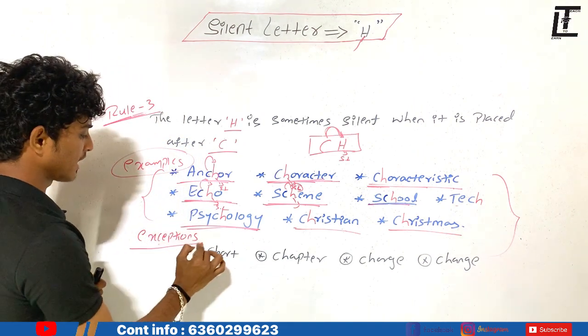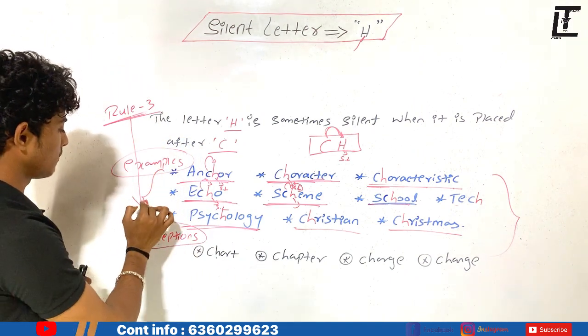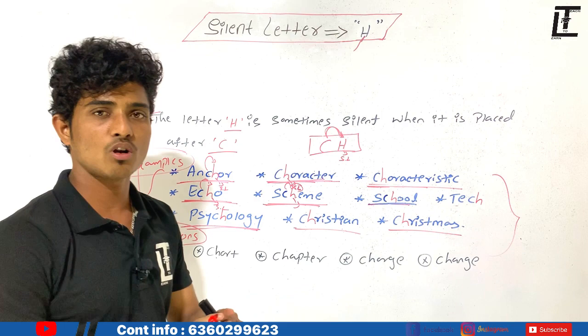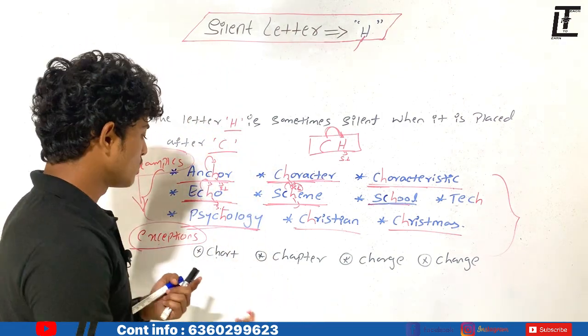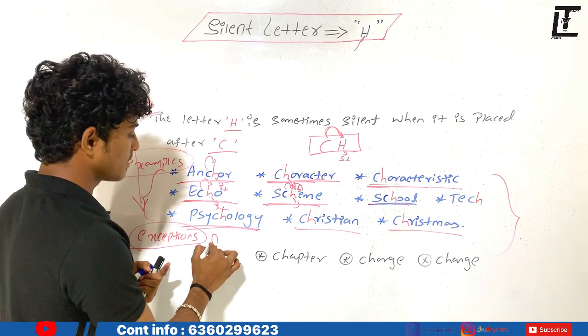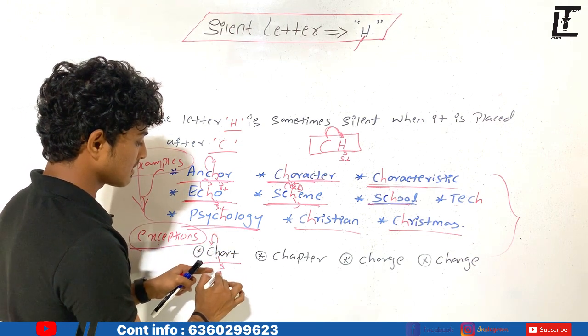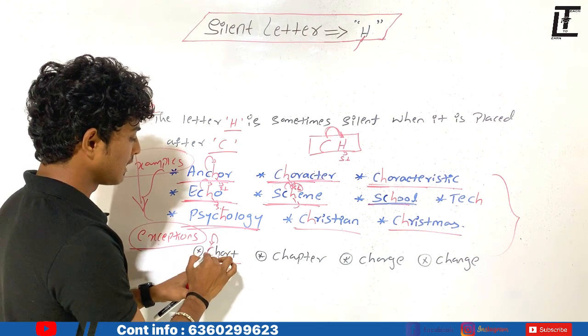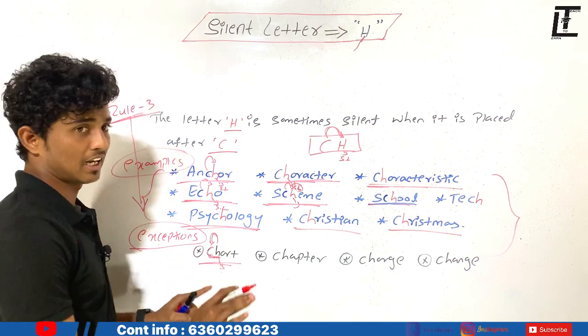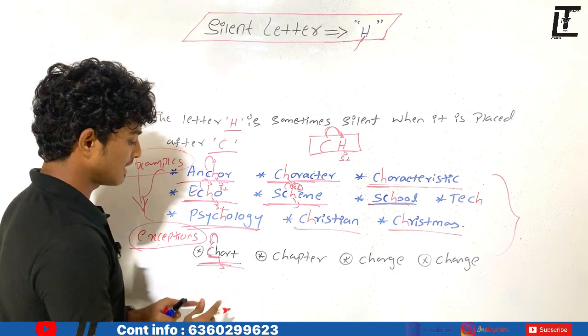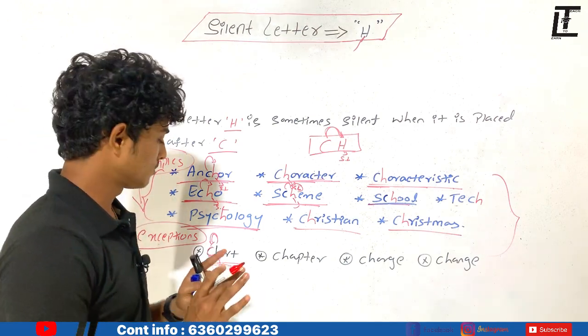Here we have exceptions along with rule number 1. Those which do not come under the category of the rule are called exceptions. So now in the exception, we have discussed that letter H is silent when it is preceded by the letter C. But though the rule is here, still it is not a silent letter. We should pronounce this as chart.